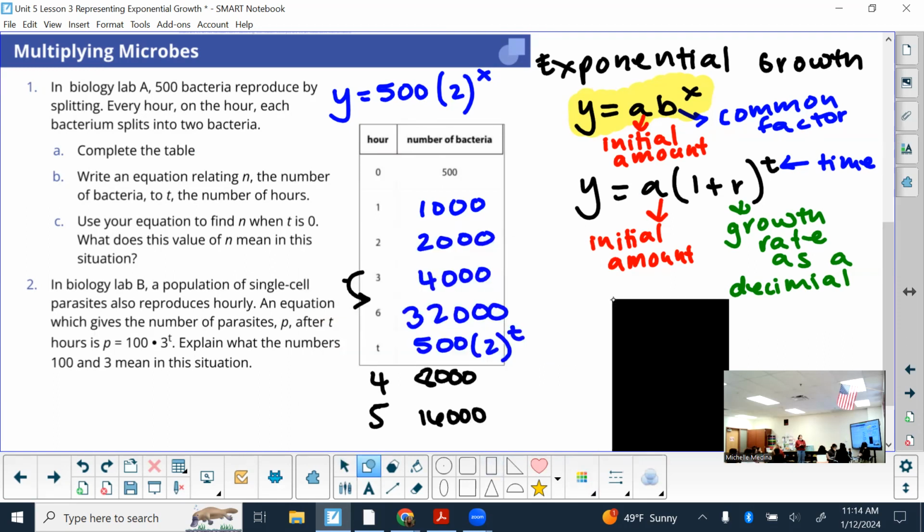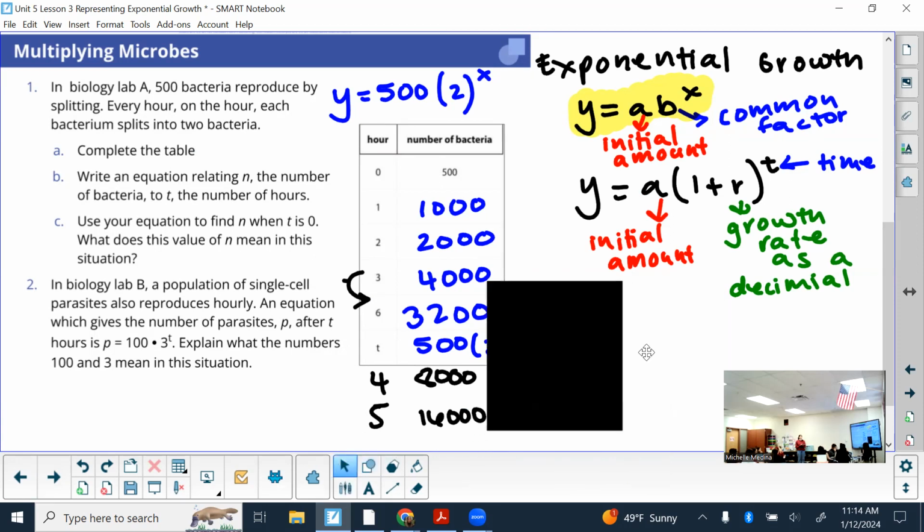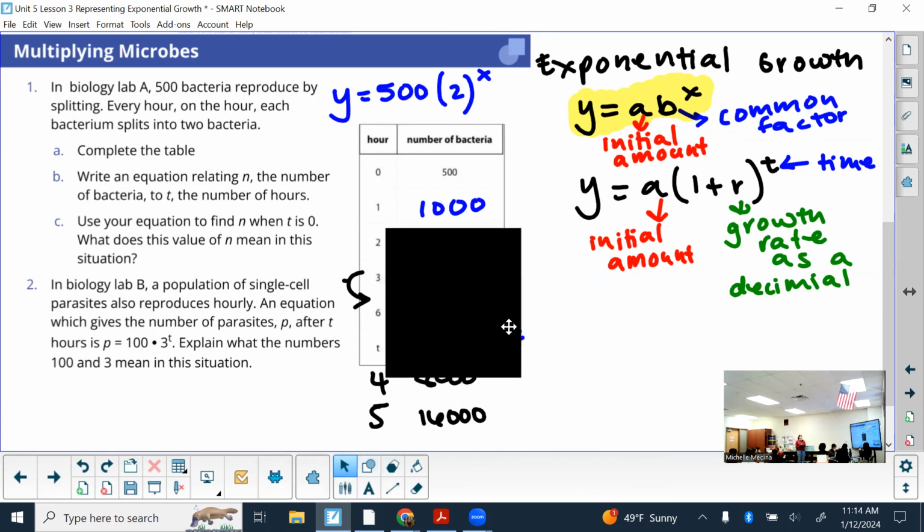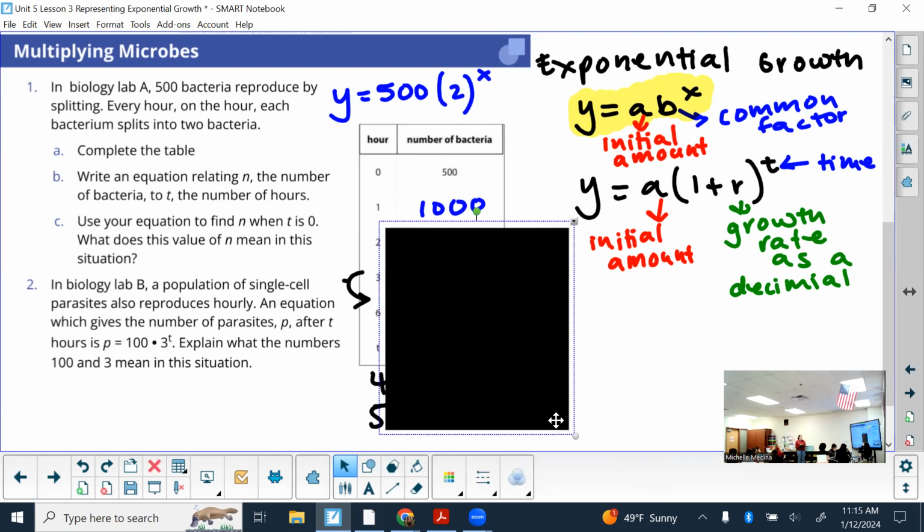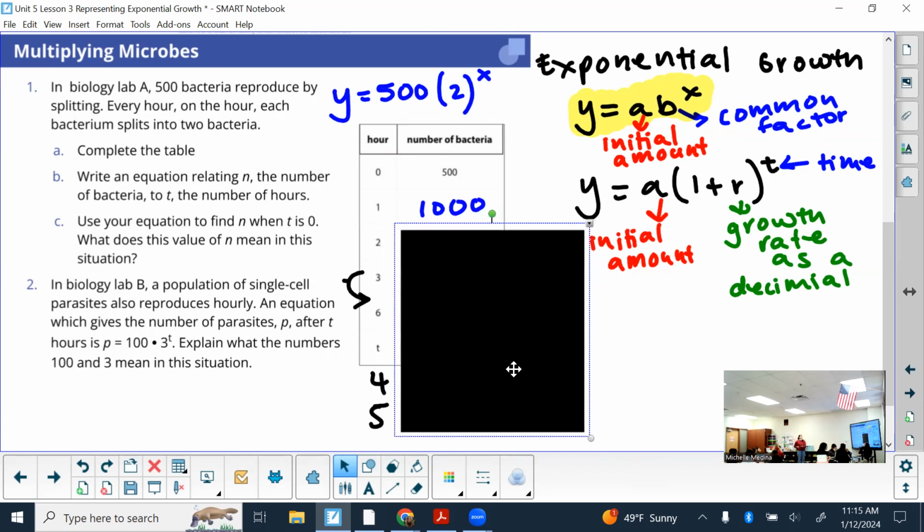Just make sure we're all on the same page, because again, today felt a little bit rushed because of the quiz also being in the same hour. I'll make sure we understand. So for this example, in biology lab A, 500 bacteria reproduce by splitting. Every hour on the hour, each bacterium splits into 2 bacteria.